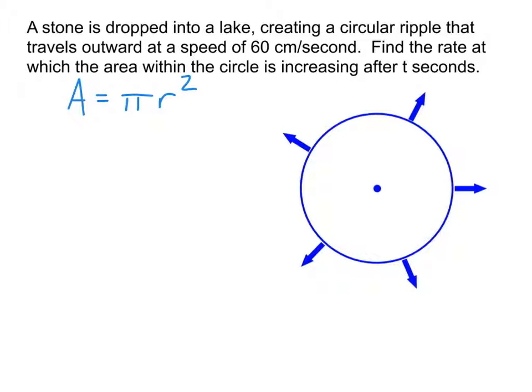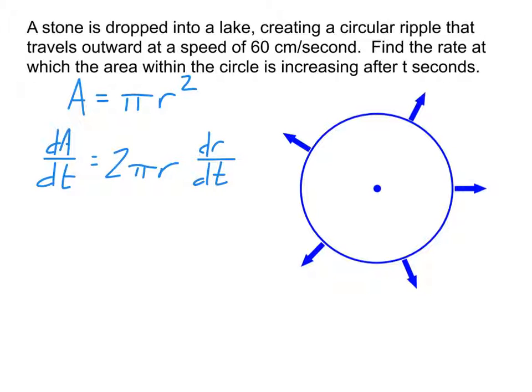Now that we have an equation, you want to know what's happening at t seconds. So that tells you to find the derivative with respect to t. So dA over dt equals 2 pi r dr over dt. Now, plug in what you know already.